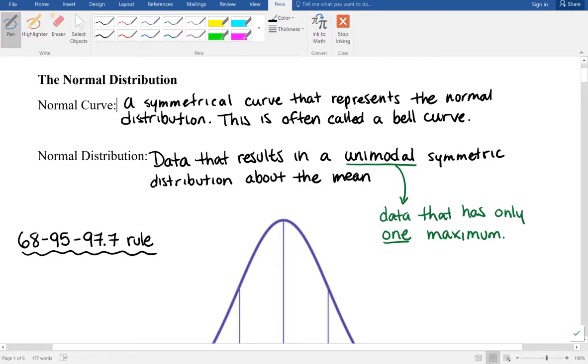Let's get started. What I wanted to keep talking about, just to go over some definitions here. When someone talks about the normal curve, what they're talking about is a symmetrical curve that represents the normal distribution. And the normal distribution is what I was talking about already. You may also hear this being referred to as a bell curve. So the normal distribution is data that results in a unimodal symmetric distribution about the mean. Unimodal, all we're saying there is that it's data that has only one maximum. And I mentioned that earlier.